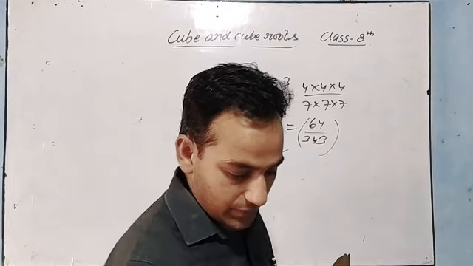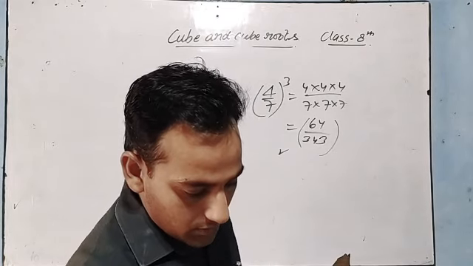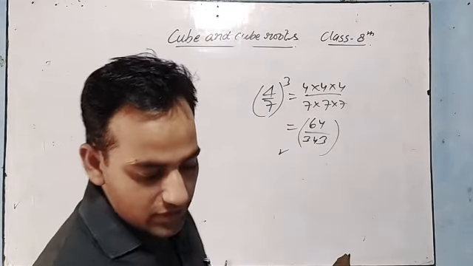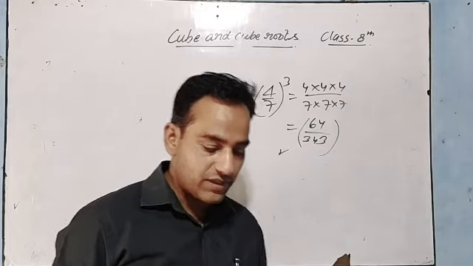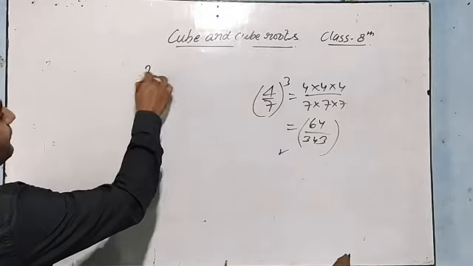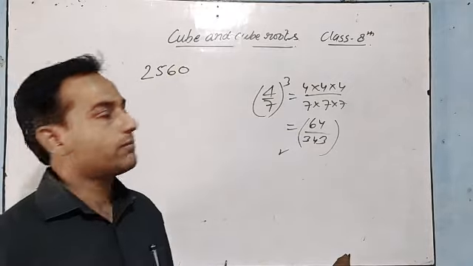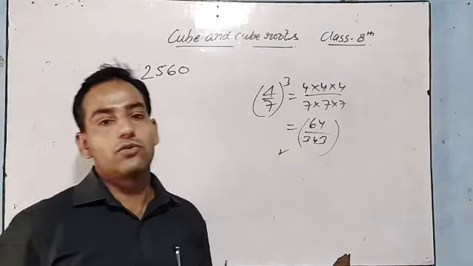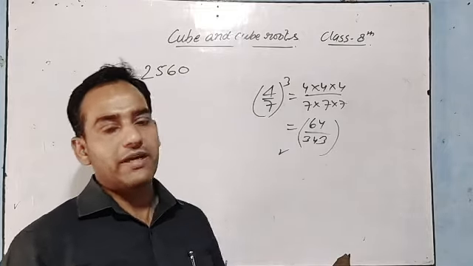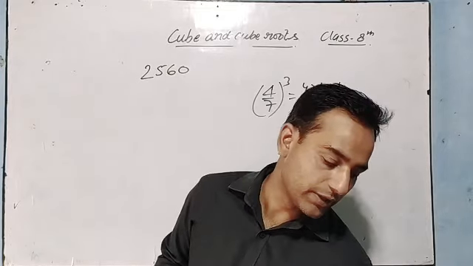Let us take one more example. Find the smallest number by which 2560 must be multiplied. 2560. We have to find the smallest number by which this 2560 must be multiplied. One question I have taken from my book. I have an old book here.